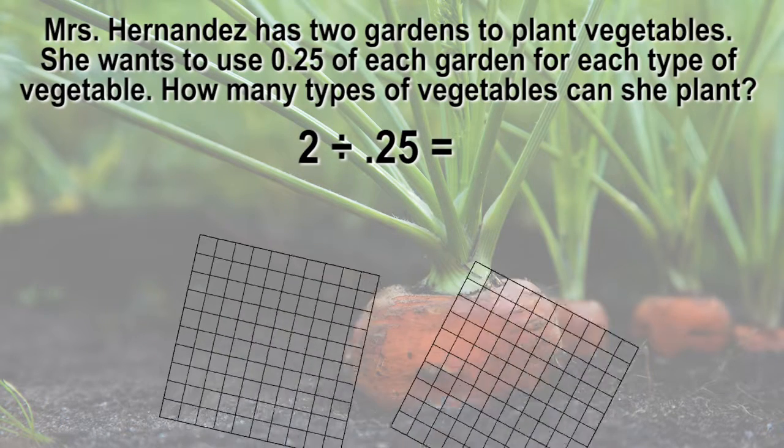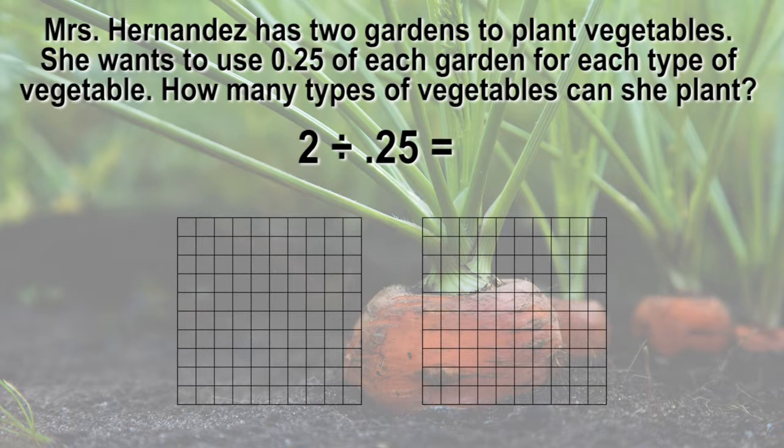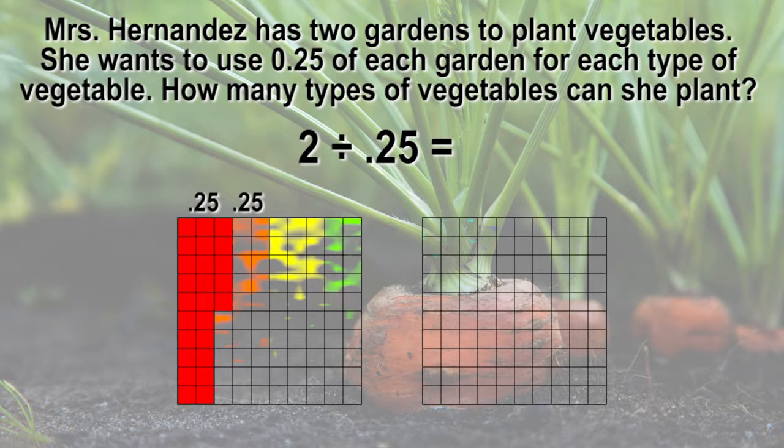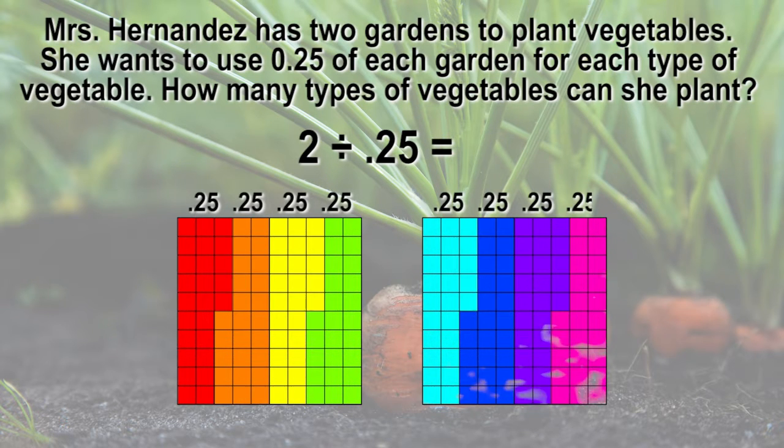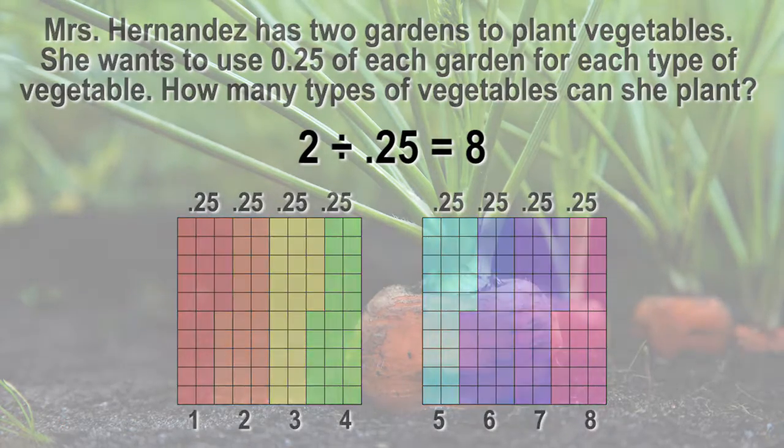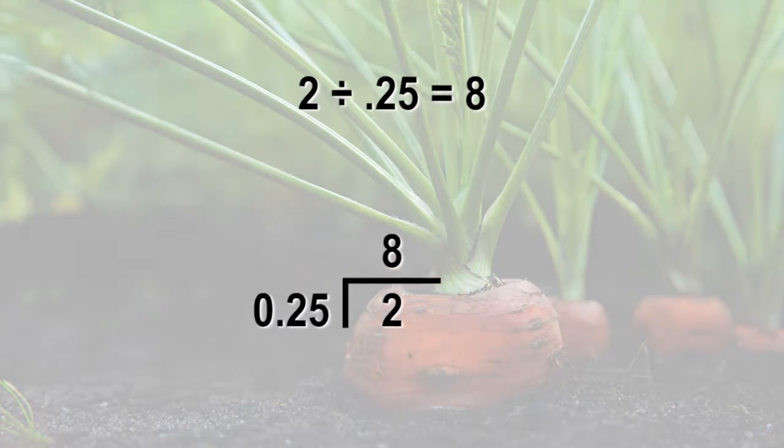We will need 2 hundredths grids to represent the 2 whole gardens. We will need to color in 2 columns and 5 individual squares on the next column to represent the 25 hundredths. We will continue shading 25 hundredths in different colors until we have filled our 2 wholes. As we count up our 25 hundredths, we see that we can have 8 different kinds of vegetables, or 8 groups. Now let's write our equation another way.